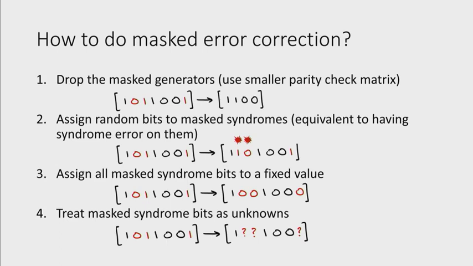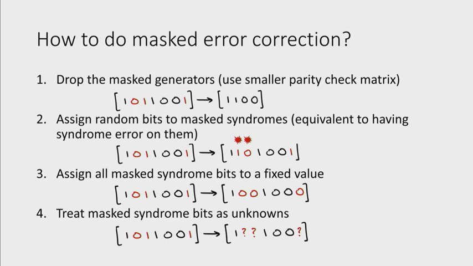So how exactly do you do mask error correction? There seems to be a number of potential solutions. Maybe the most simple one is to just drop the bits of the syndrome that are the masked bits. So if we have our syndrome here, and the red ones are our masked bits, we just drop it, and this just corresponds to a smaller parity check matrix of some other stabilizer code.